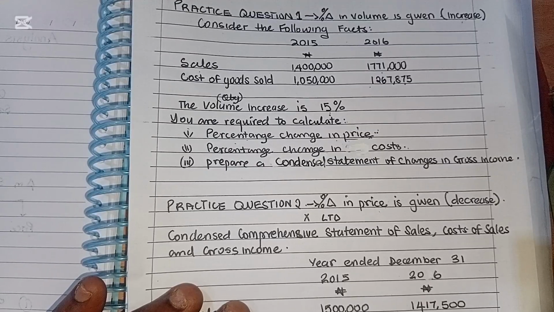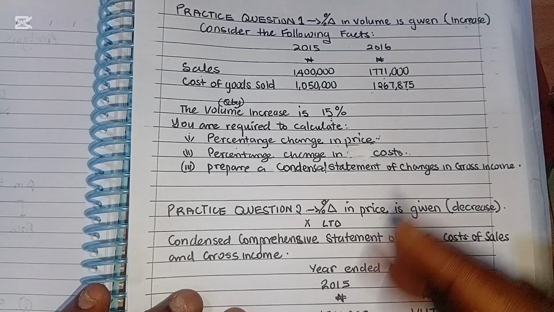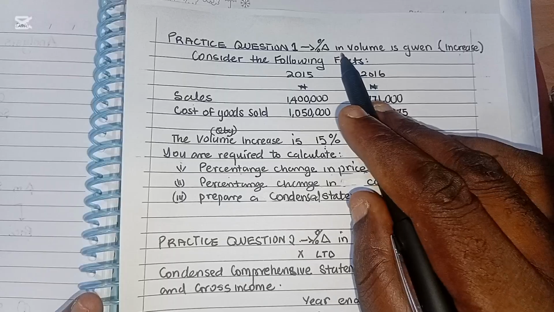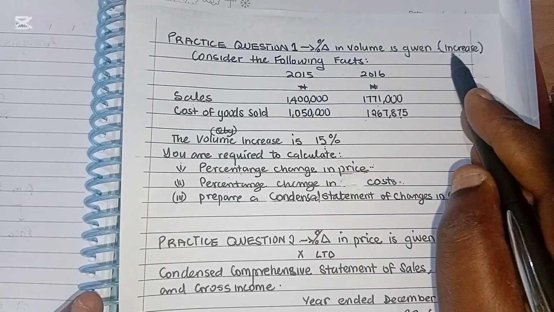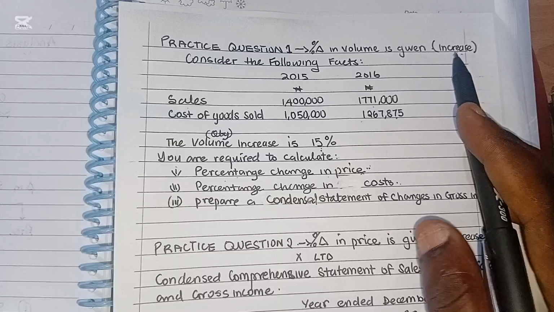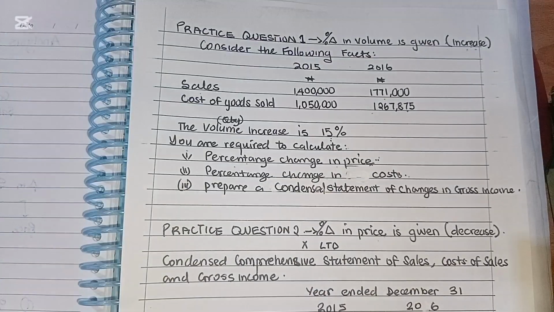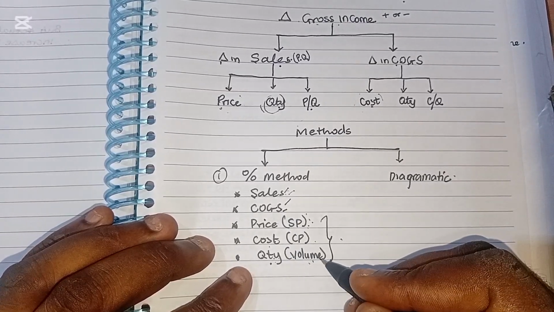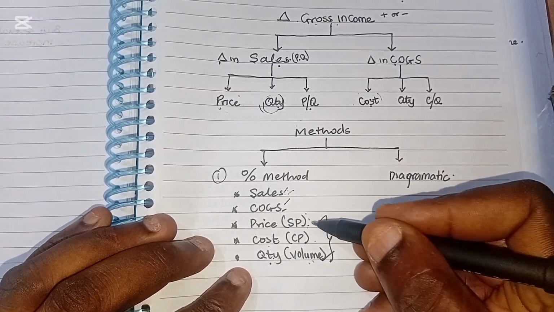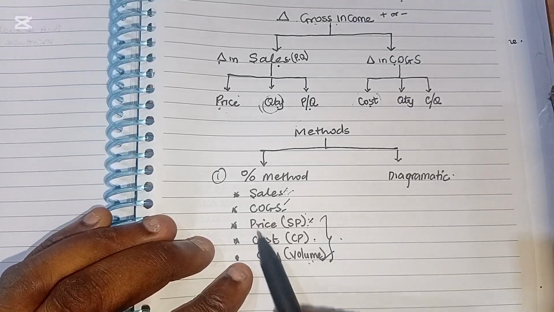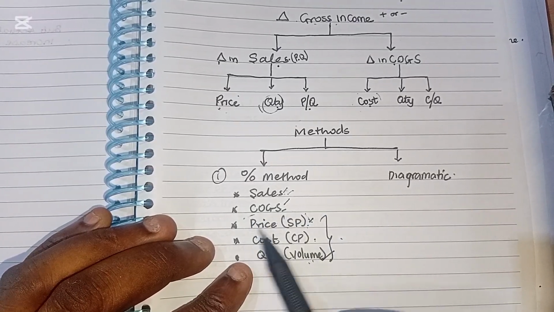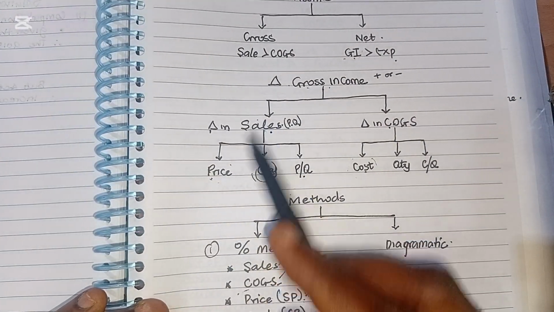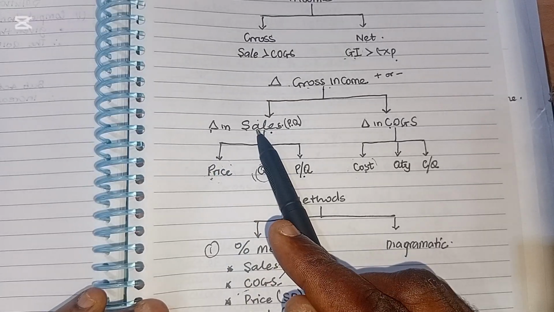To start with, you check the volume increase. So this is an increase, and the percentage change in the volume is given. You check which one of the three factors is given in that question. The volume has been given, so you have to calculate the price and the cost. And don't forget, the price is normally calculated on the sales, because the selling price is a sibling of the sales.